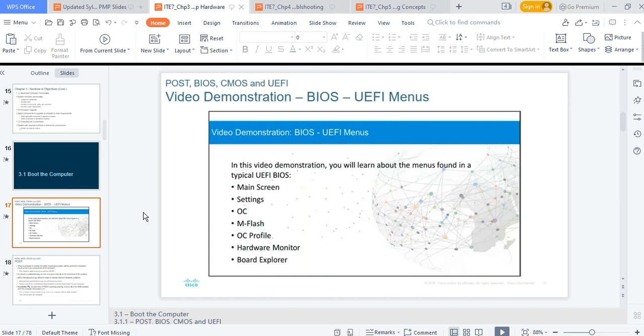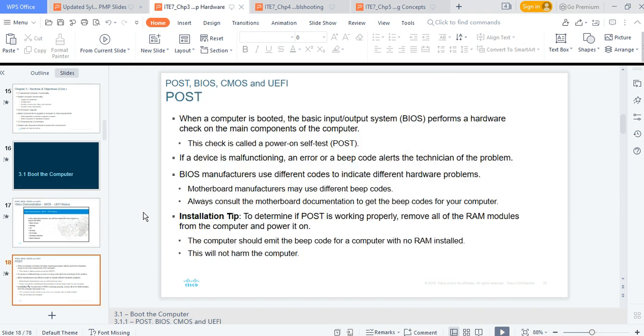It tells you your BIOS, your UEFI menus, all of the things you see when your computer starts up: the main screen, the settings, the OC, the M-Flash, the OC profile, the hardware monitor, and your board explorer. It shows you all of those things that happen between your boot time and when you get to your Windows desktop. So we explain the entire process. We have what they call POST, power on self-test. That's what it's called.